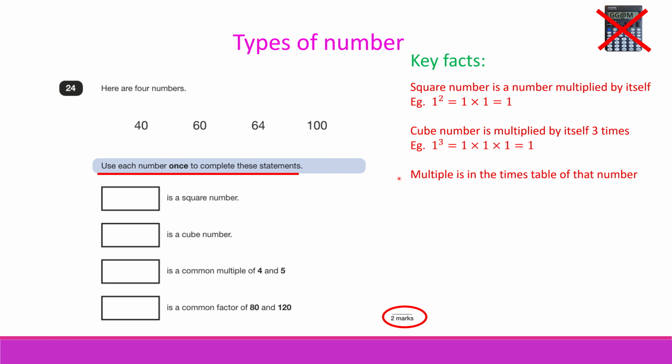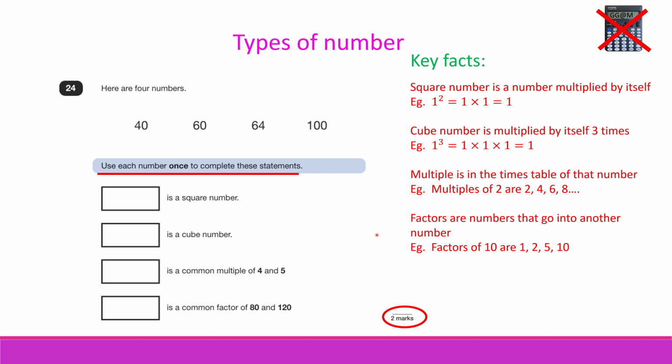A multiple is in the times table of that number. Multiples of 2 are 2, 4, 6 and 8 and so on. Factors are numbers that go into another number. For example, factors of 10 are 1, 2, 5 and 10. A common factor or multiple is a number that satisfies both numbers given.